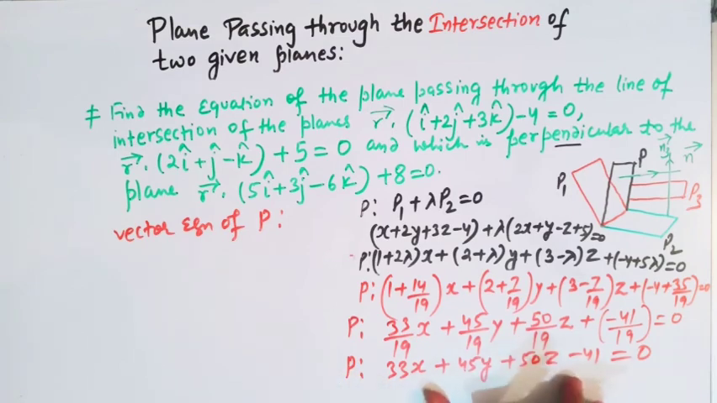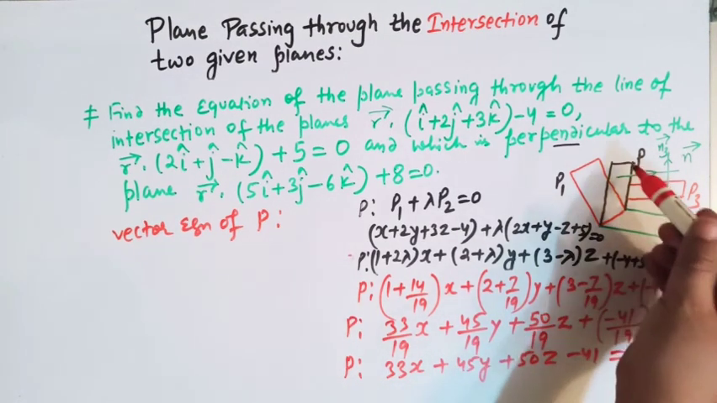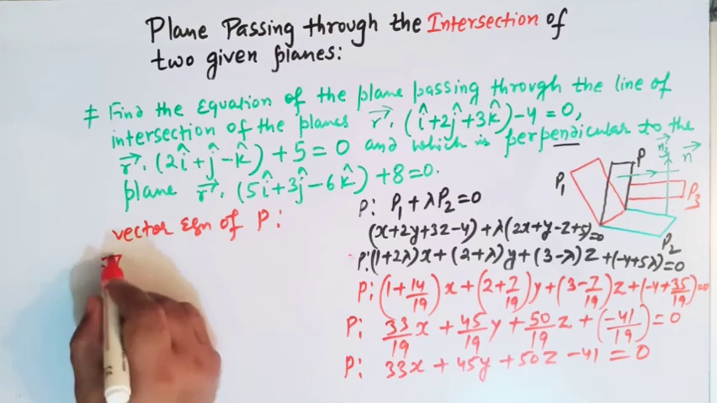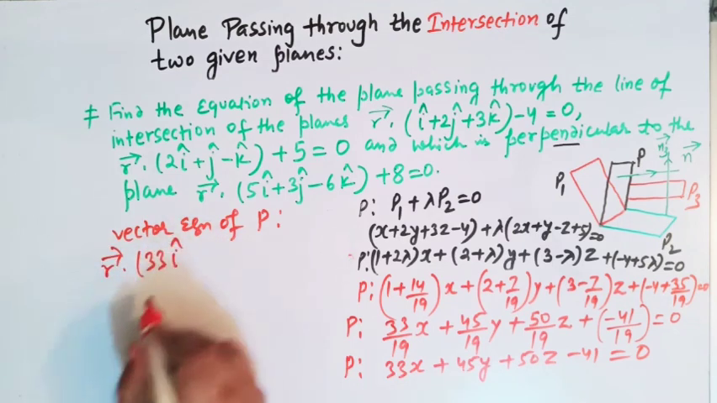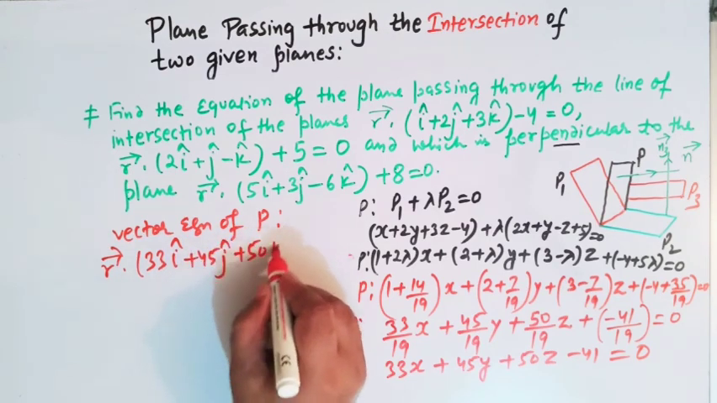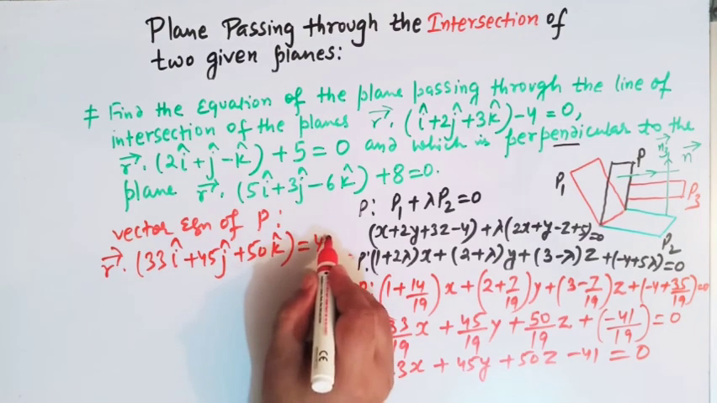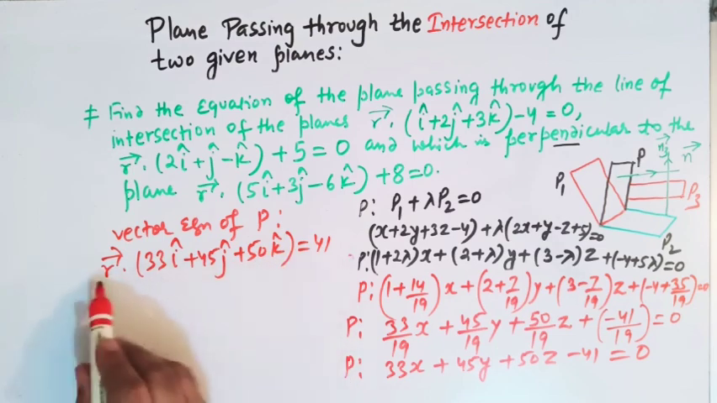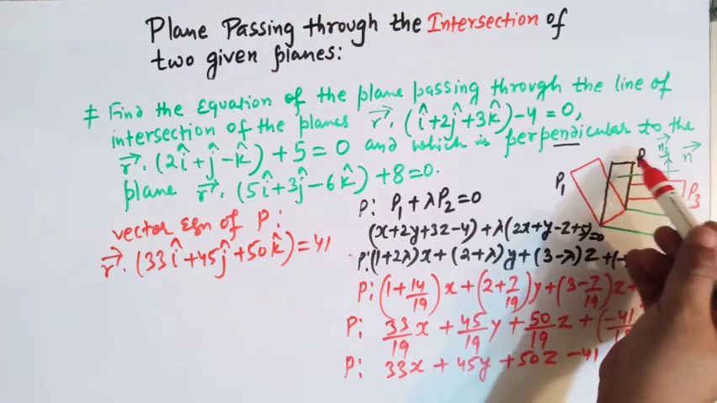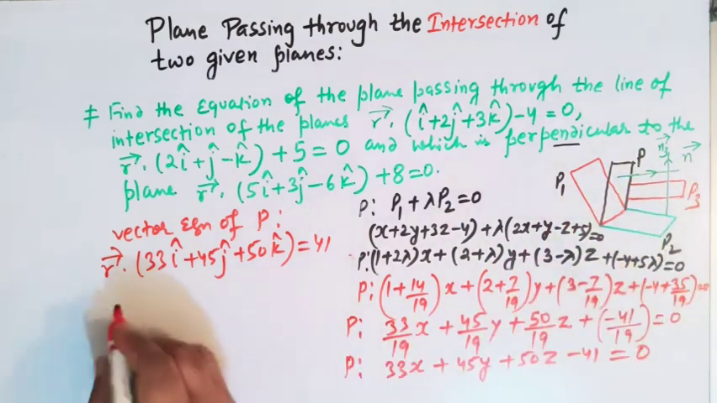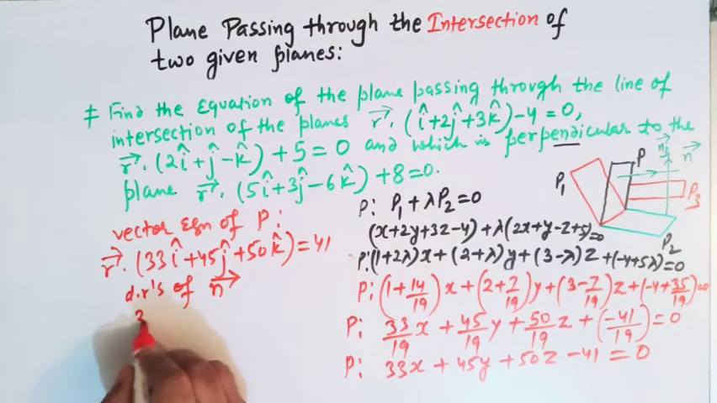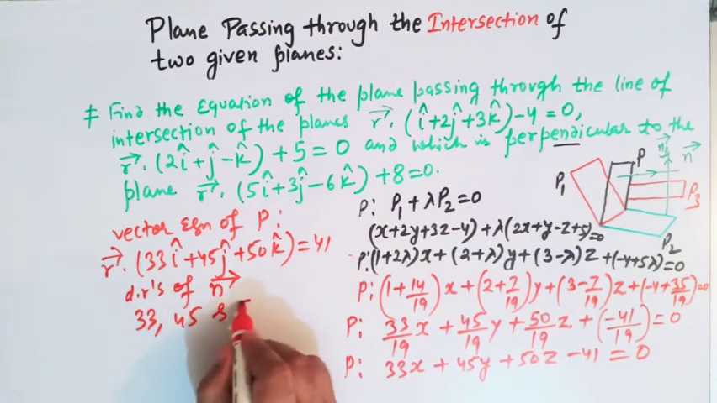Now this is the Cartesian equation of this plane P, and we can convert this equation into vector equation. So we can write vector r dot (33 i cap plus 45 j cap plus 50 k cap) equal to 41. So this is the required vector equation of this plane P, and from here we also conclude that the dr's of the normal vector to this plane P are given by 33, 45 and 50, right?